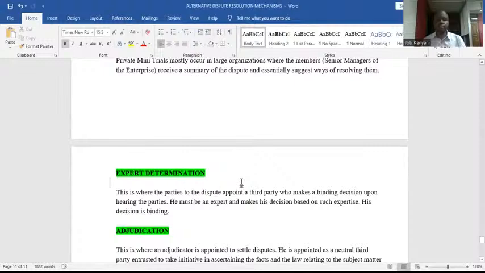But I've said that expert determination is where the parties to the dispute appoint a third party who makes a binding decision upon hearing the parties.